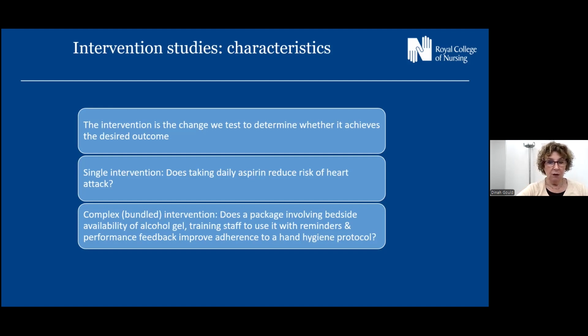A complex intervention is often described as a bundled intervention. An example of that would be a package that involves bedside availability of alcohol hand gel, training people to use it, reminding people to use it, and giving people feedback. Does all that improve adherence to hand hygiene protocols? And I'm sure that you're well used to the use of alcohol hand rubs where you work.